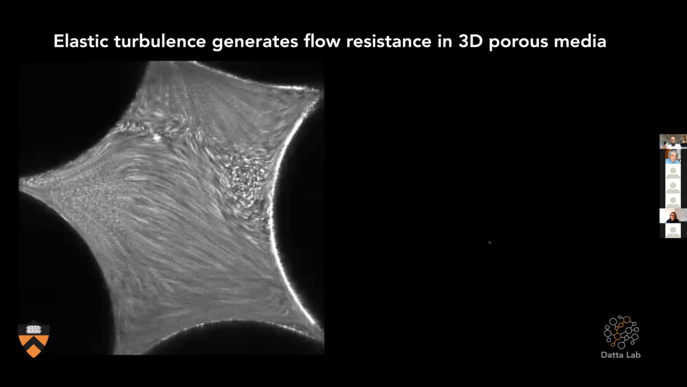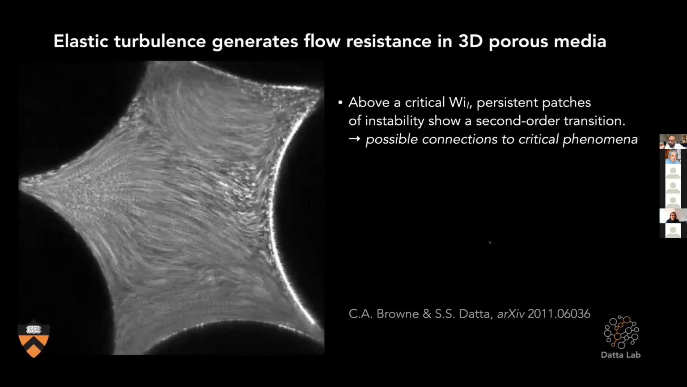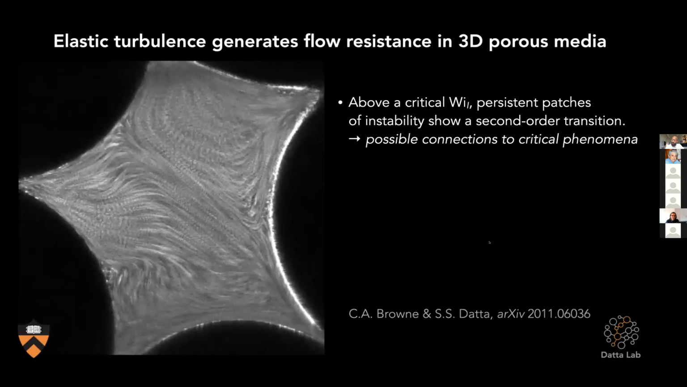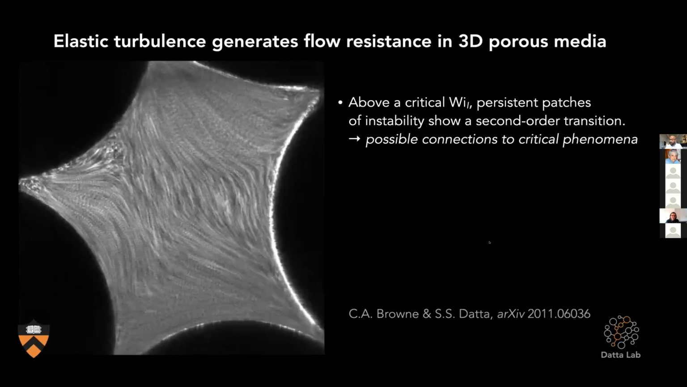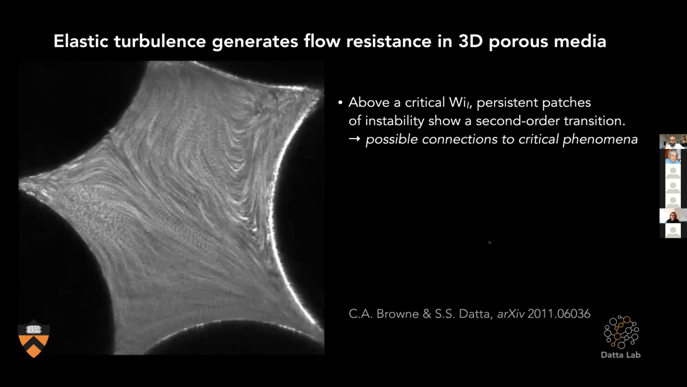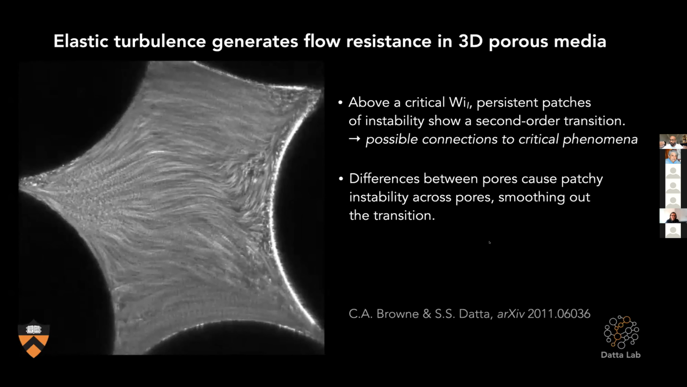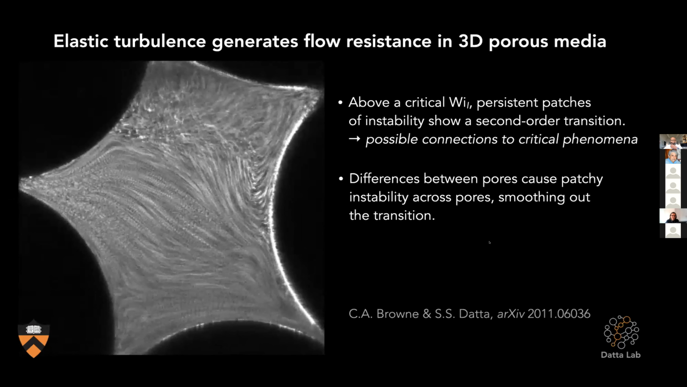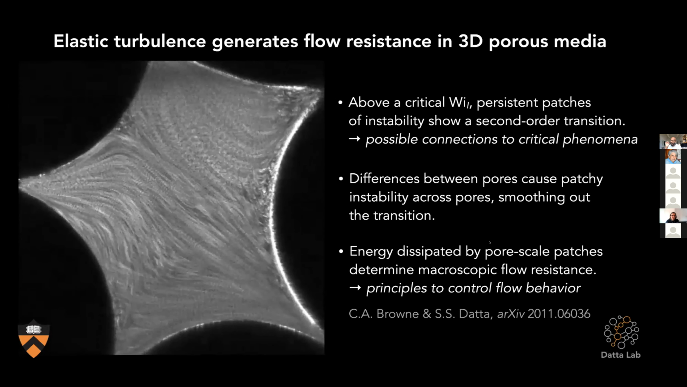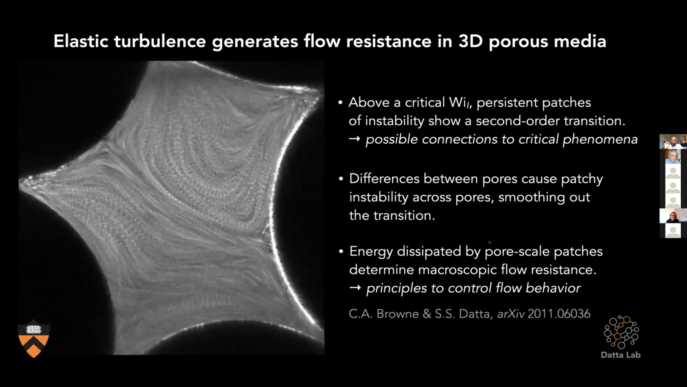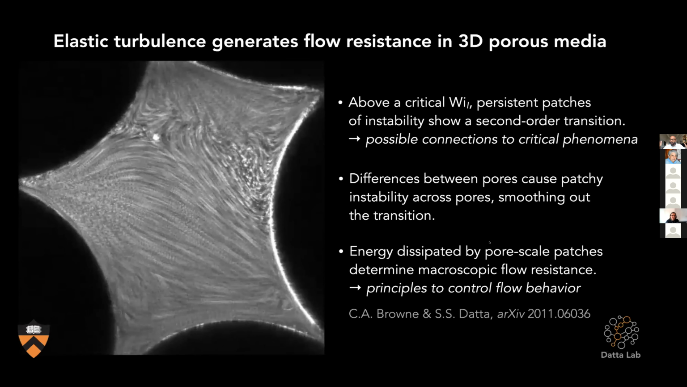And so with that, I'm going to wrap up by just summarizing what I've shown you today. By directly visualizing the flow inside 3D porous medium, we have been able to directly demonstrate that this elastic turbulence arises inside the porous medium in polymer solutions, right? We've been able to characterize how different pores transition to this chaotic turbulent state. And we found that the differences between the pores controls the shape of this transition. And by directly visualizing the pore scale flow, we were able to show how those chaotic flow fluctuations give rise to this macroscopic increase in the flow resistance.